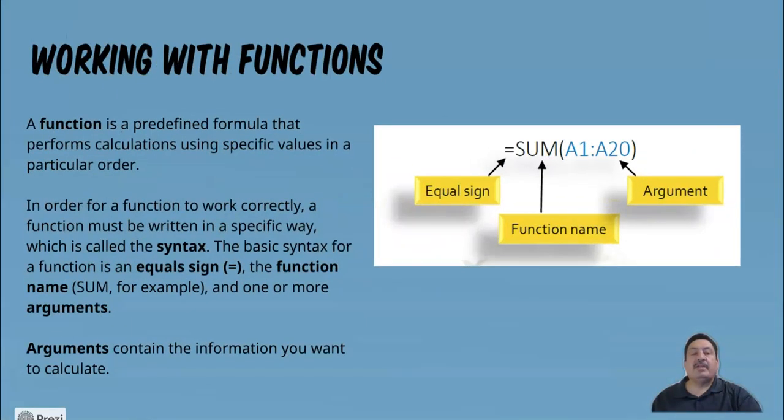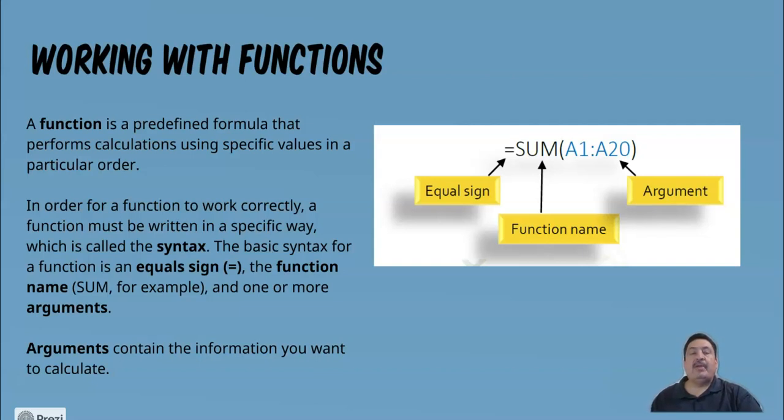Let's look at some basic functions. A function is a predefined formula that performs calculations using specific values in a particular order. In order for a function to work correctly, a function must be written in a specific way, which is called the syntax. The basic syntax for a function is an equal sign, the function itself, for example, SUM, and one or more arguments. An argument can contain the information that you want to calculate.